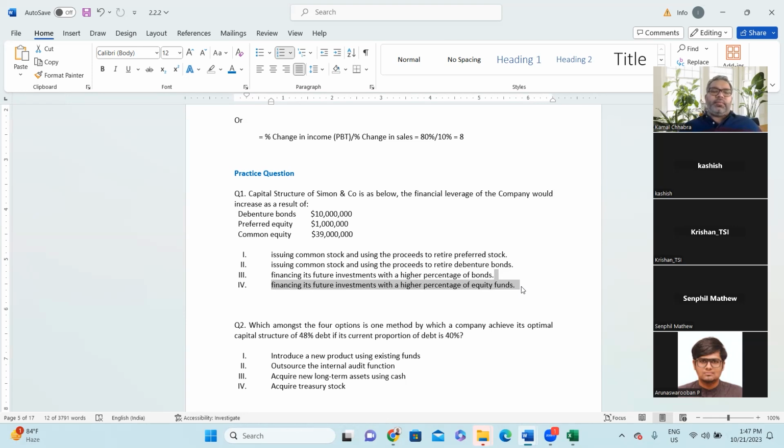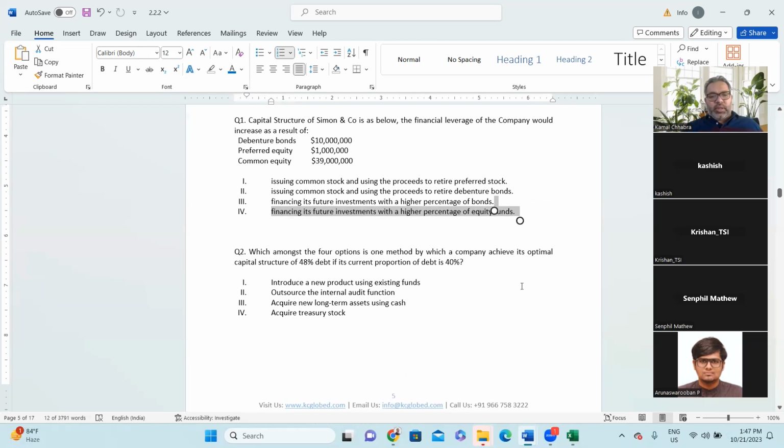Got it, right? Second question, which among the four options is one method by which a company can achieve its optimal capital structure of 48% debt if its current portion of debt is 40%? That means currently their debt to equity ratio is 40:60. So they have 40% debt and 60% equity. Out of these four options, how will the debt ratio increase to 48%? That means we need to choose the option which is increasing debt, right?